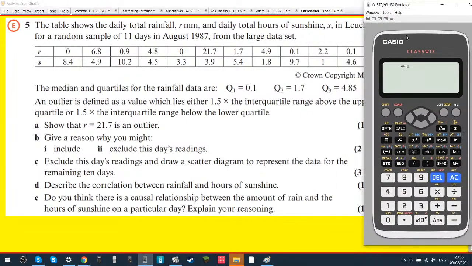Simple calculator menu. Statistics is 6, I think. And this is y equals a plus bx. It's a bit like mx plus c, but for the line of best fit. So put in x, which is 0, 6.8, etc. Frequency can just be 1 for everything.